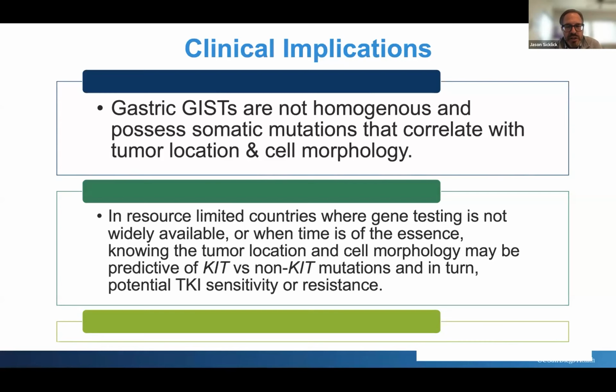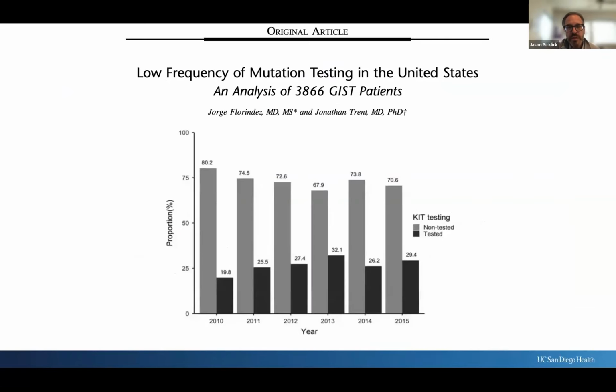Sometimes there are countries where that's not possible. There's sometimes when time is not of the essence and we can't wait for the genetic testing to come back, and we need to use these context clues that we have from all these other additional biomarkers. We can start teasing out, potentially, which patients have a KIT mutation versus which ones don't, and therefore which ones are going to be more likely to have TKI, or tyrosine kinase inhibitor, meaning drug sensitivity or resistance. But in the perfect world, we would have all patients getting sequenced. But unfortunately, that is not the case as of right now.